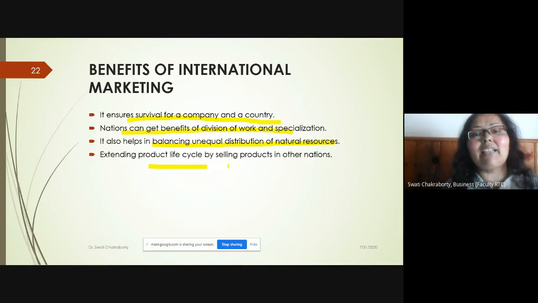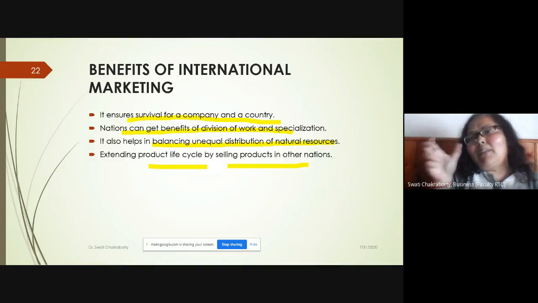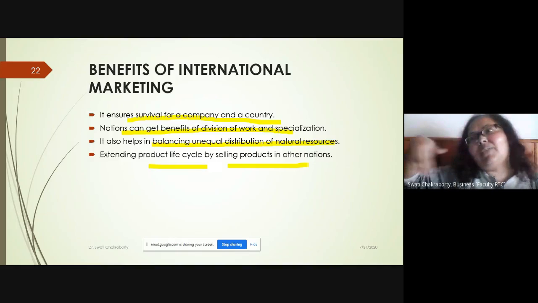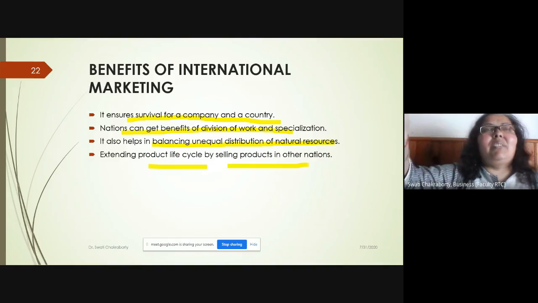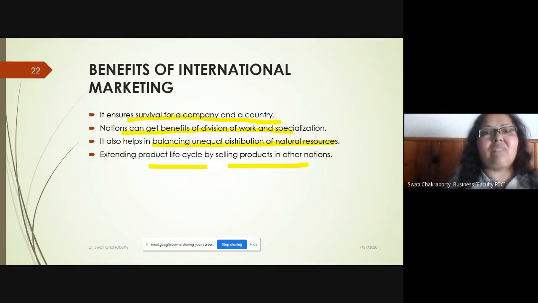Product life cycle can be extended when you start selling products in other nations. Within a nation, market size is limited. After a certain time, people may not want to buy that product, so demand goes down and the product reaches the last stage of its life cycle, phasing out. If you start selling it in other countries, the product life cycle is extended and it doesn't phase out.